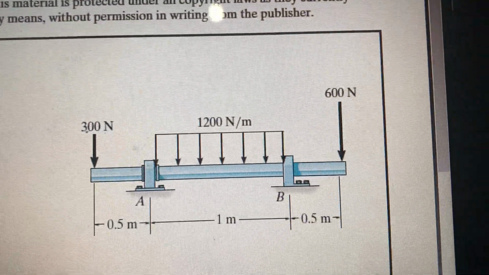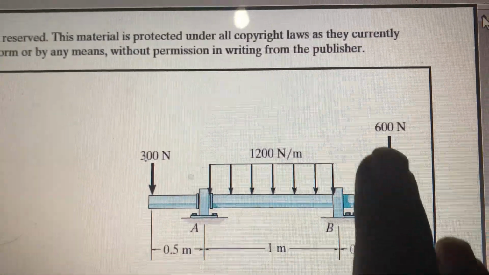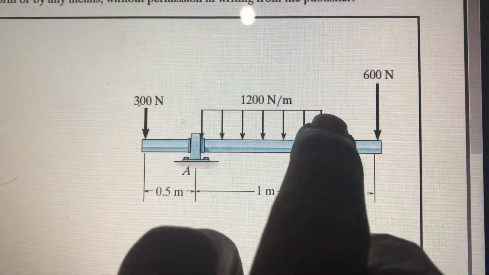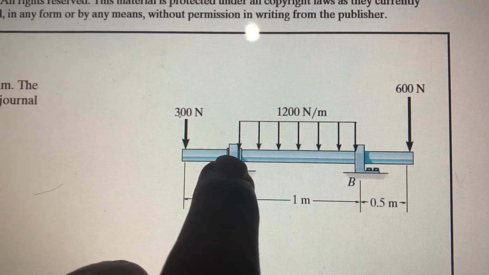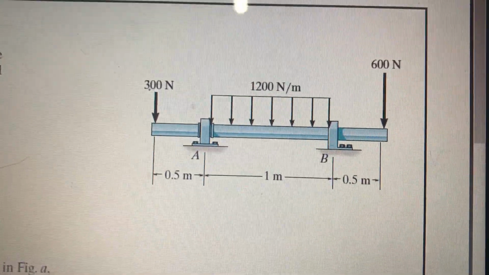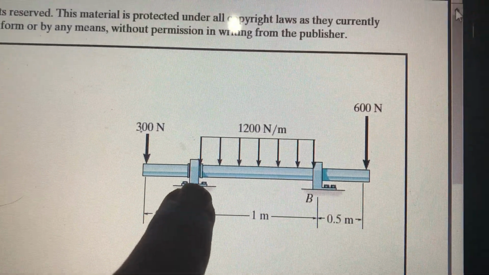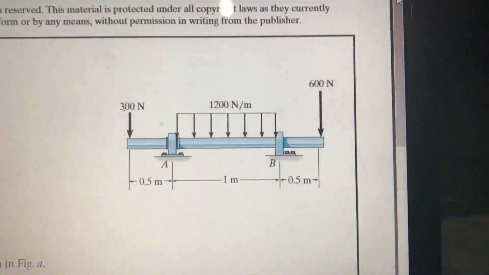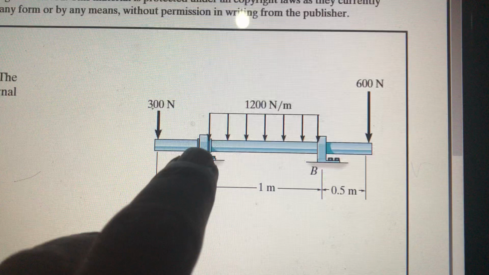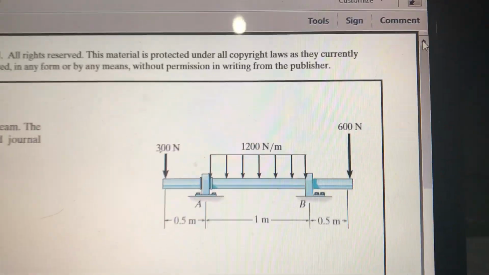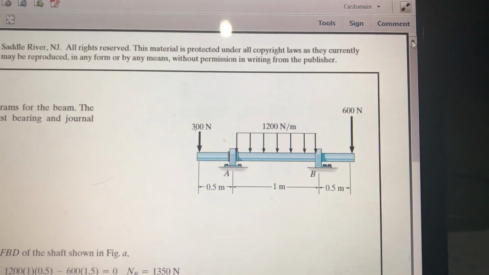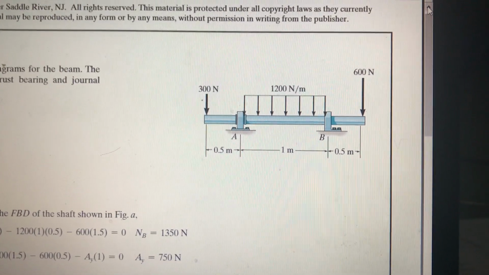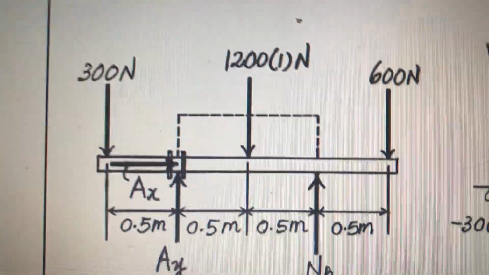Okay, let's look at this beam. 600 Newton down, and here there's BY, and there's a 1200 Newton per meter uniform distribution, and 300 Newton that way. And there's AY, AX here. For the shear and moment diagram, there is no need to find AX, even though you could see that AX here is 0, since there is no force in the X direction. The best is to put the reactions. So let's put the reactions.